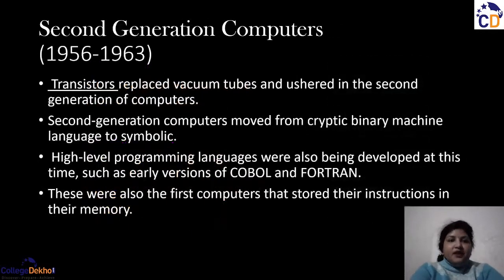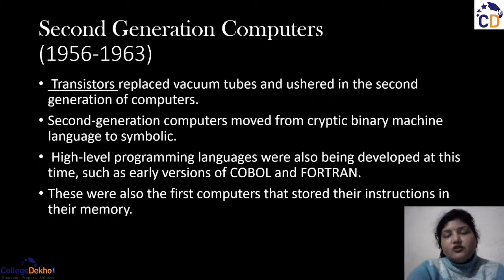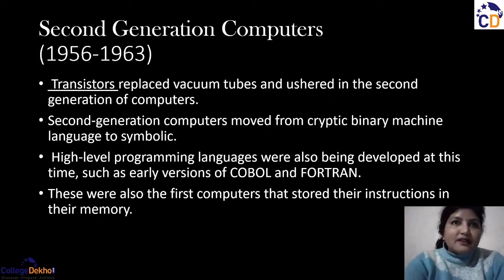Let us see. In the second generation, that is between 1956 and 1963, we replaced vacuum tubes with transistors and ushered in the second generation of computers. The second generation of computers moved from binary machine language to symbolic language. So earlier we were using machine language. Now we are moving towards symbolic language. There are some symbols and they are solving the problem.